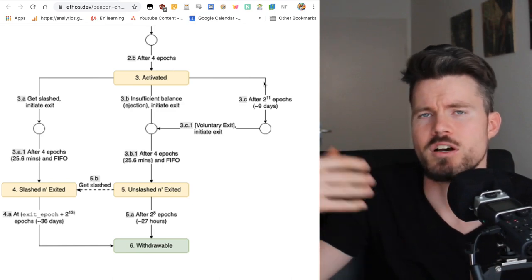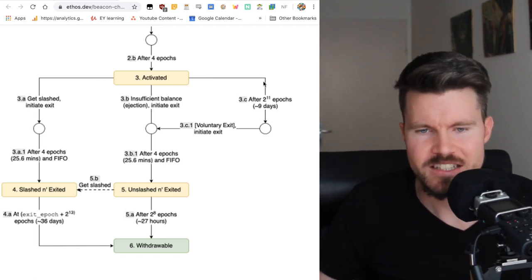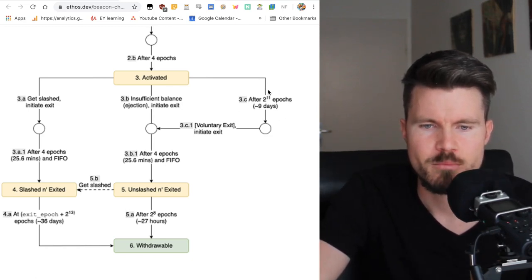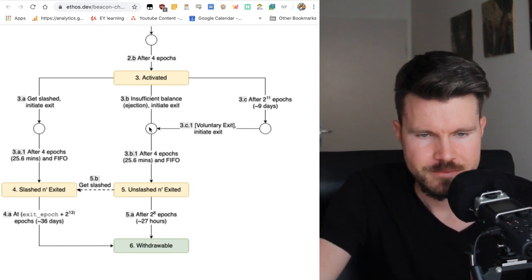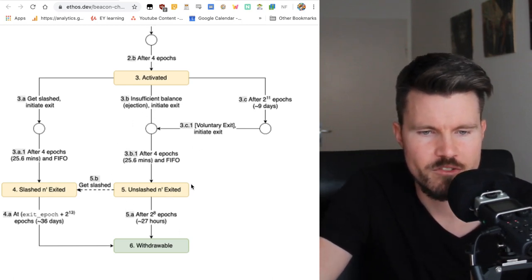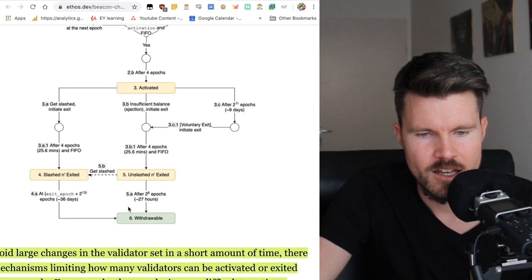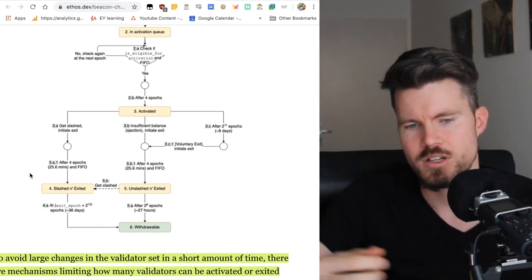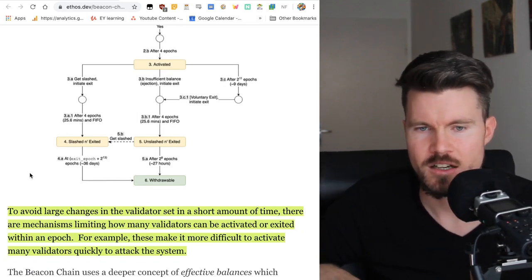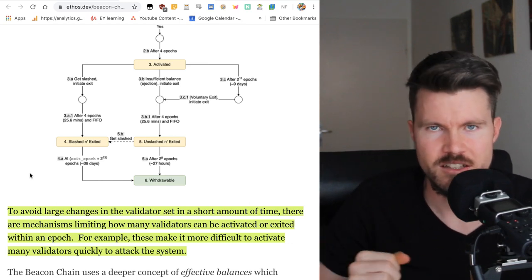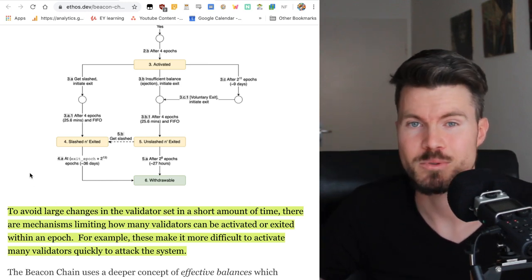Now, the other option, which is hopefully the best, is if you just want to stop being a validator and withdraw your ETH. Well, basically after 2 to the power of 11 epochs, around 9 days, a voluntary exit is initiated. And then it goes down the steps that we saw before. So if you're unslashed, then you can just continue. And then after 27 hours, you're withdrawable. And all these steps are tied to how many people are trying to come into the system, how many validators are in line to enter or to exit the system, to make sure that not too many people enter. But the biggest problem is to make sure that not too many people exit the system.